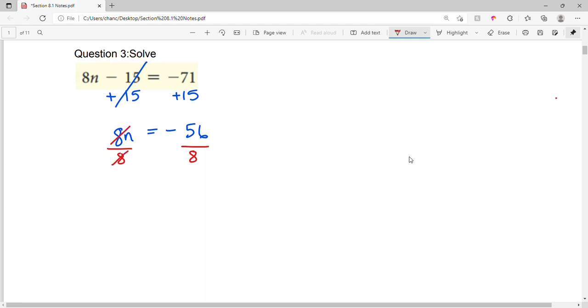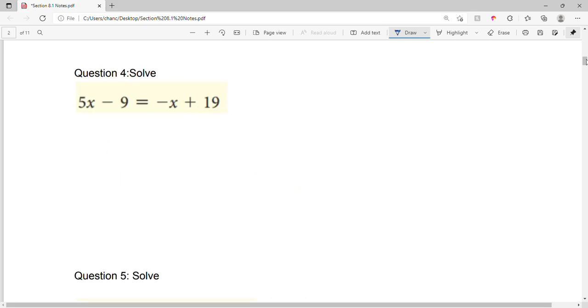The 8 and the 8, they reduce to a 1. And on the left, we just write n. n is equal to, and negative 56 divided by 8 is negative 7. And this is our solution, n equals negative 7. We can also write our answer inside a set of curly brackets. And on your homework, they might expect you to submit your solution in this format.